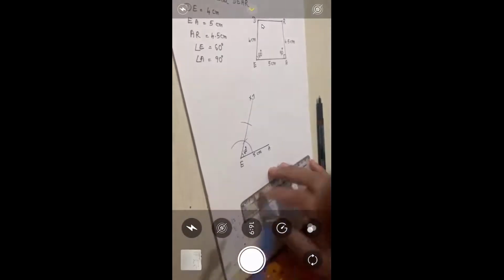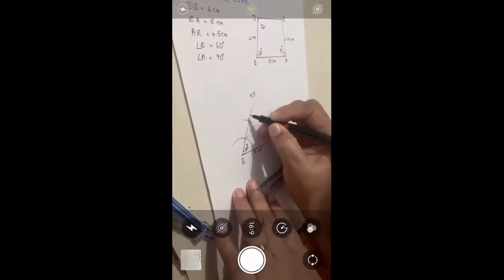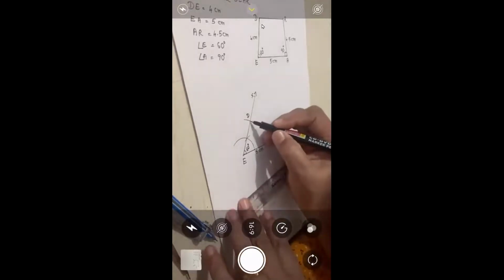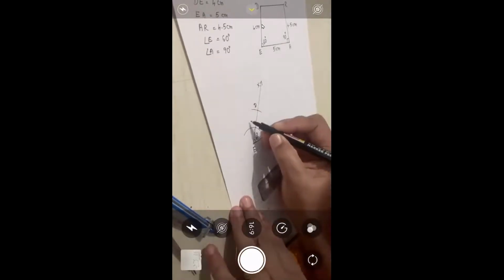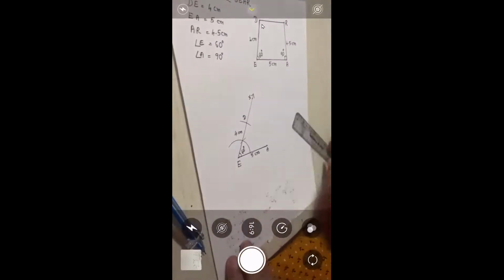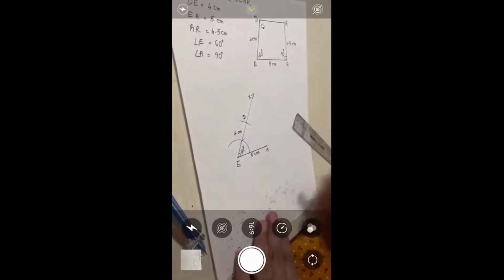The cutting point will be here. What is that? That will be D, and it is of length 4 cm. So that side is over. Now the other side: at A we have to construct a 90 degree angle.